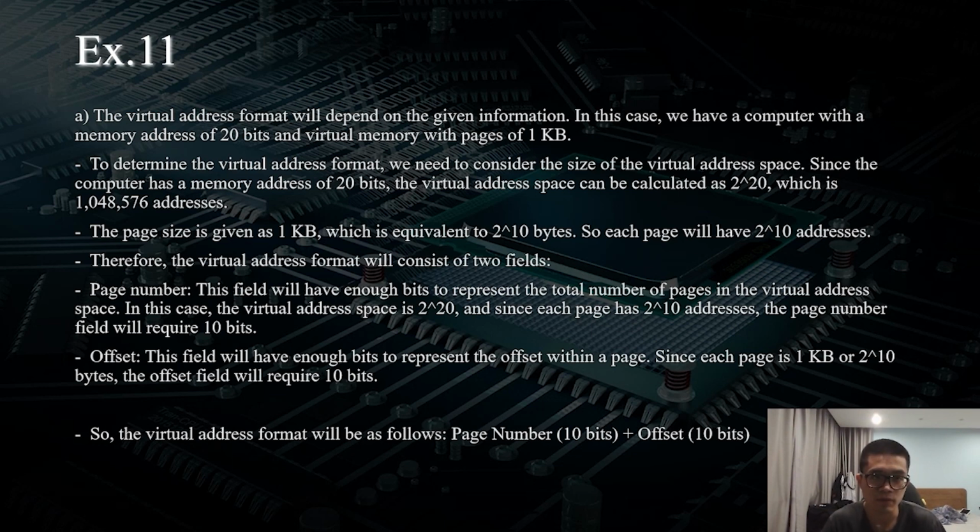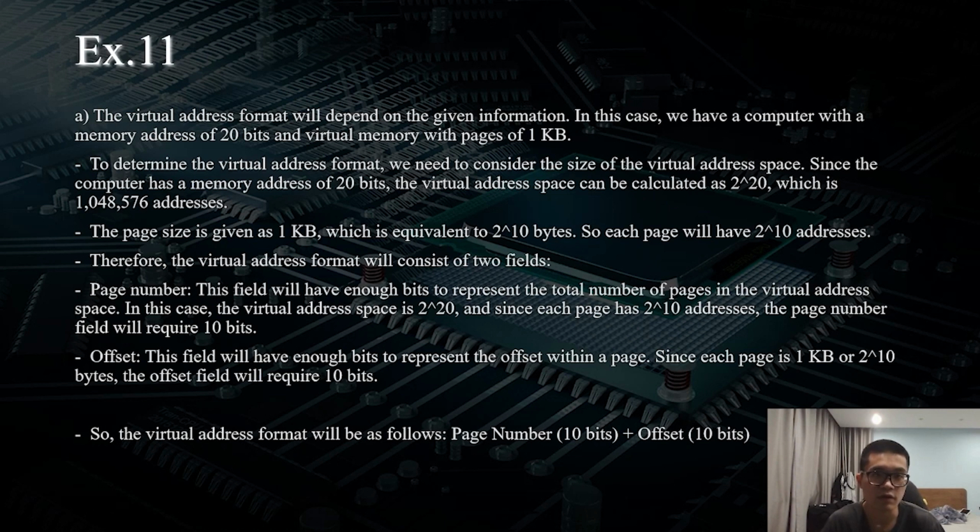First, to determine the virtual address format, we need to consider the size of the virtual address space. Since the computer has a memory address of 20 bits, the virtual address space can be calculated as 2 to the 20, which is about 1,048,576 addresses. The page size is given as 1 kilobyte, which is equivalent to 2 to the 10 bytes. So each page has 2 to the 10 byte addresses.